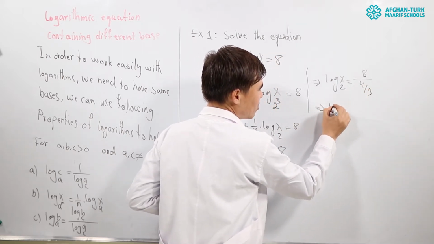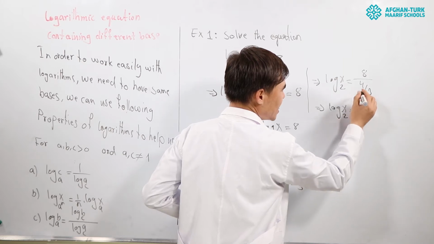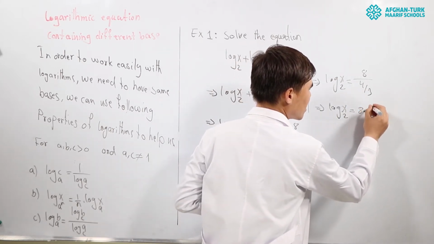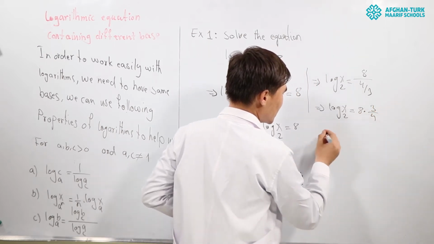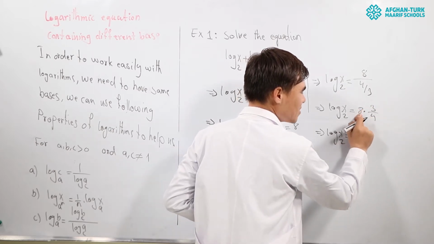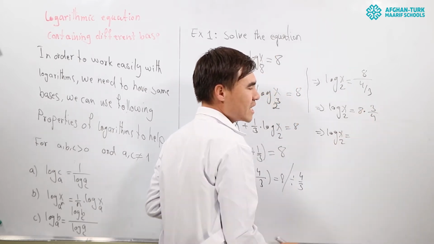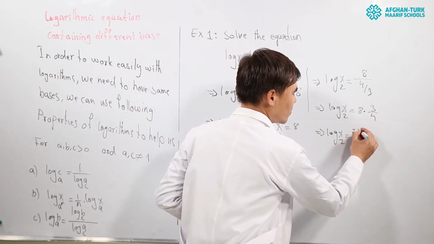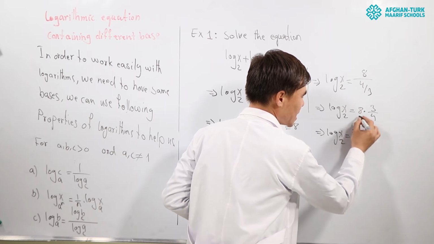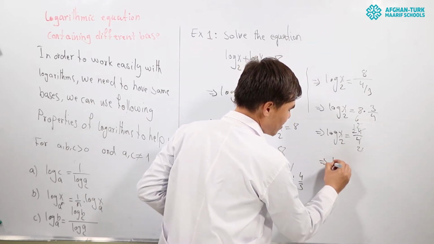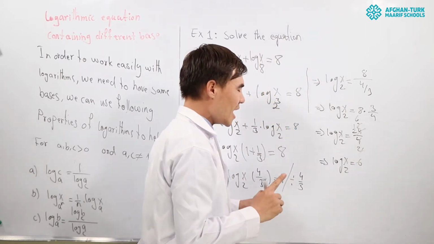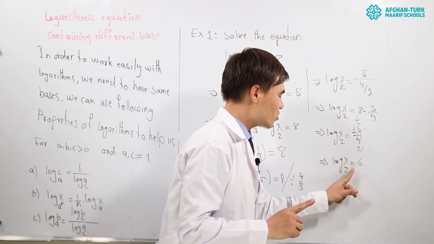Here we will have log of x to base 2 equal to, when I multiply by the reciprocal, 3 over 4 times 8, which is 24 over 4. When I cancel, 24 over 4 is 6. At that time I will have log of x to base 2 equal to the number 6.